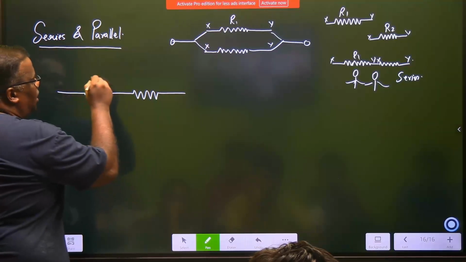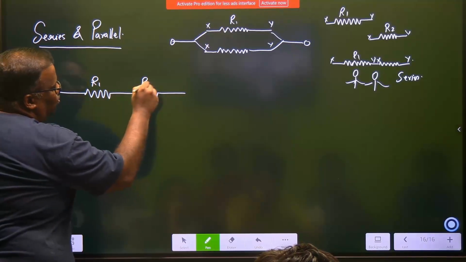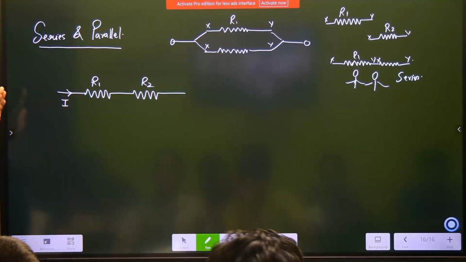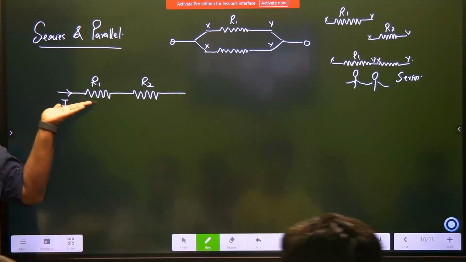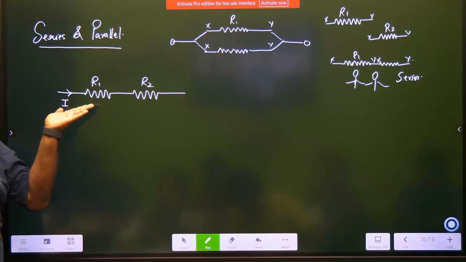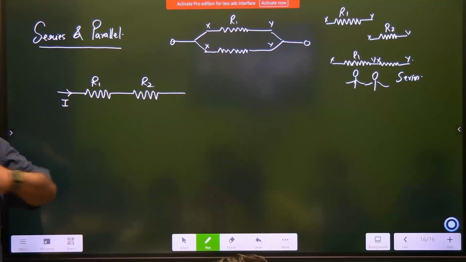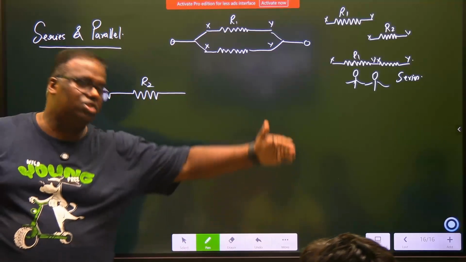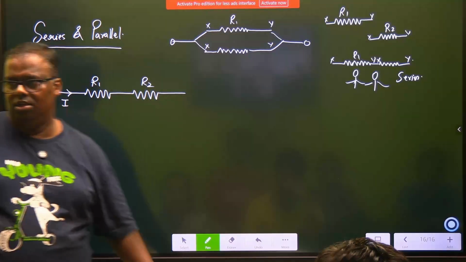Say this is your R1 and this is R2, right? And the current I is flowing in the circuit. So I will enter this fellow. Look. Current is always a stream of flow of electrons. Stream. Current is a flowing stream. Consider it like water.